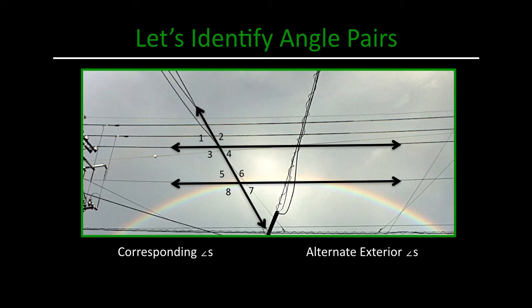So I know I have angle 4 and 7, and I also have angle 1 and 5 because again, they're on the same side in the exact same position. For alternate exterior angles, I have angle 2 and angle 8, and also, I have angle 1 and angle 7. Again, they're on the outside of my transversal in opposite positions.